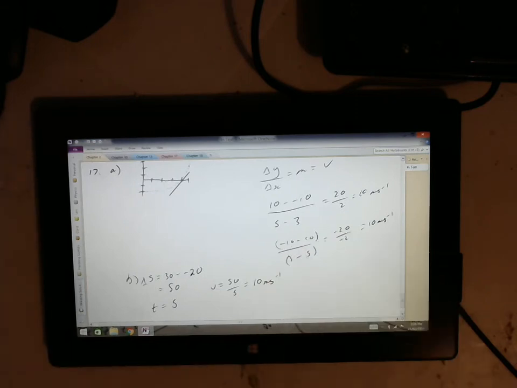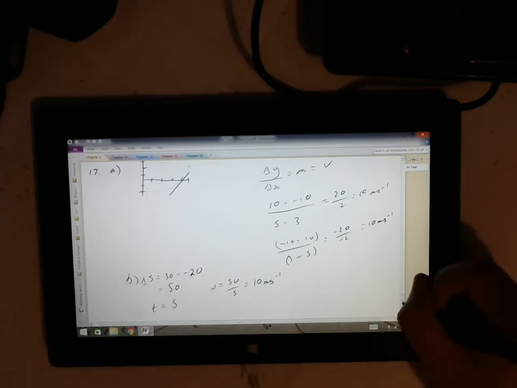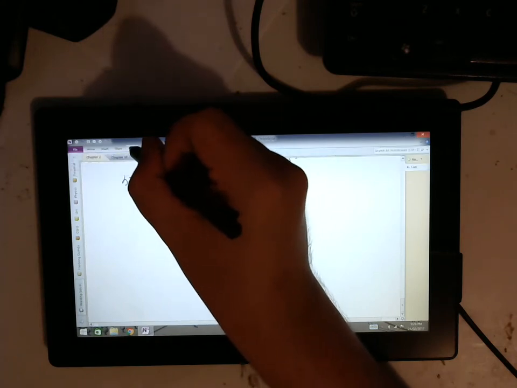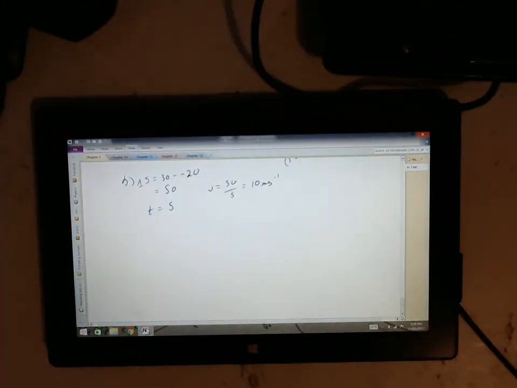That one's a lot easier to do because we just need the start value and the end value for our displacement, which will also give us the start value and the end value for our time as well.